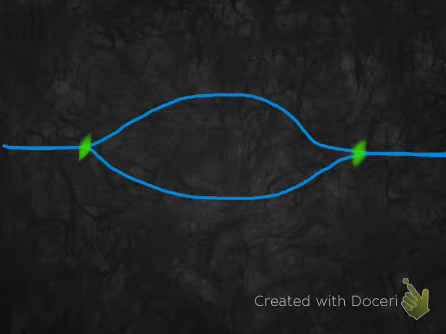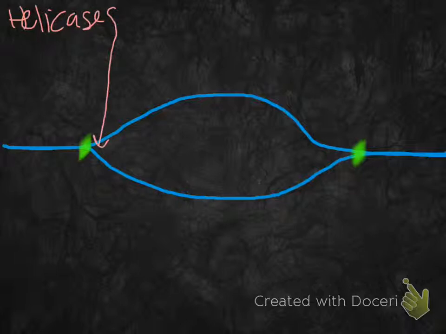Helicase, which is an enzyme, comes in right here into the replication fork where I was just speaking of, and it snips the H bonds, or it untwists the double helix at the replication forks in order for the DNA to begin to replicate.